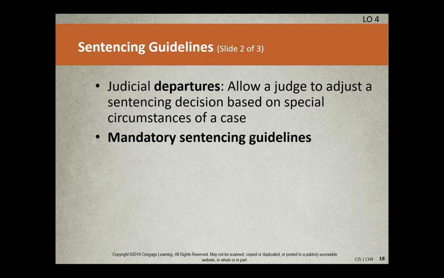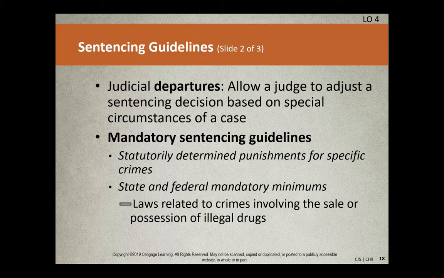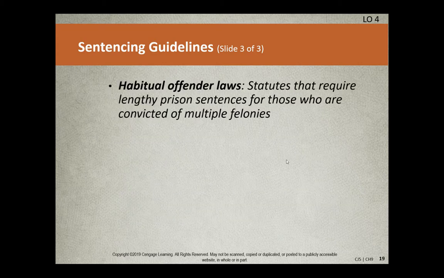And these mandatory minimum sentencing guidelines were statutorily determined punishments that must be applied to those who are convicted of a specific crime. They further limit a judge's power to deviate from determinate sentencing laws by setting firm standards for certain crimes. So, state and federal mandatory minimums. Today, nearly every state has mandatory sentencing laws. Most are related to crimes involving the sale and possession of illegal drugs.